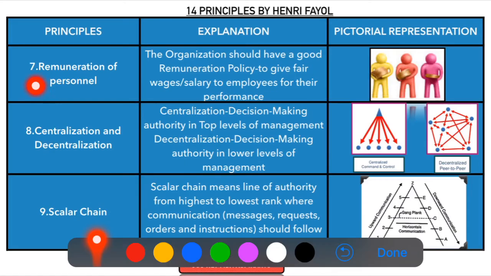Coming to the seventh one, which is the remuneration of personnel. The organization should have a very good policy to give fair wages or salary to employees for their very good performance.